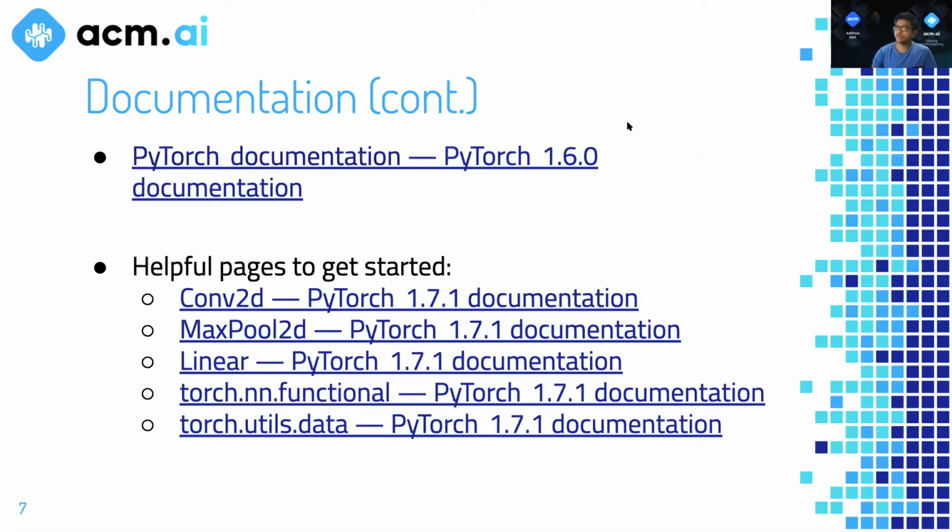Here are a few more links for different pages in the documentation that will be especially helpful today. There are pages on convolution layers, pooling layers, linear layers for feed-forward, and all sorts of stuff. I can't stress this enough: documentation is going to be super important. It is pretty much your first point of contact when you want to do anything in today's project.